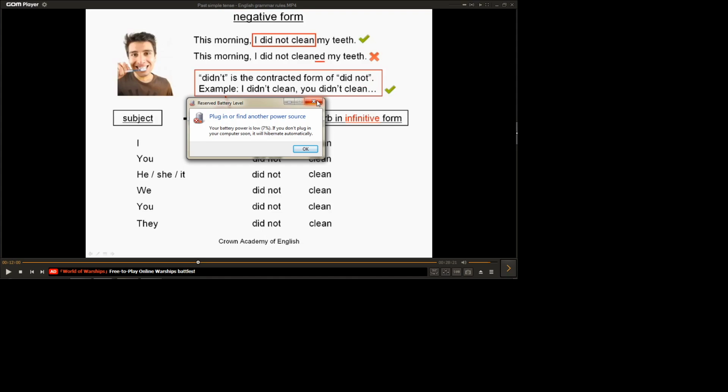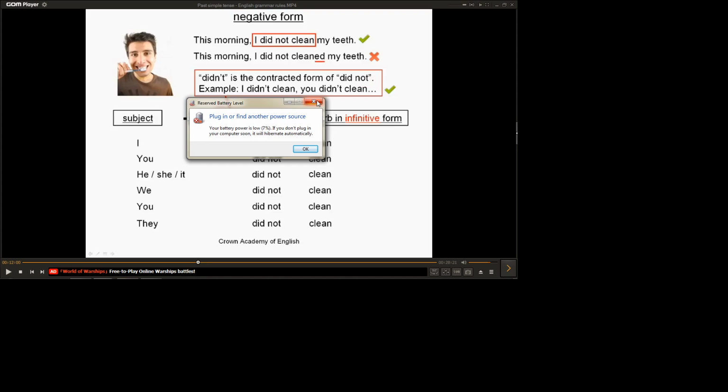So, for example, we can say, I didn't clean, you didn't clean. The meaning is the same, and we often use the contracted form in spoken English when we speak. The question form. Did you close the door? So this is the question form.